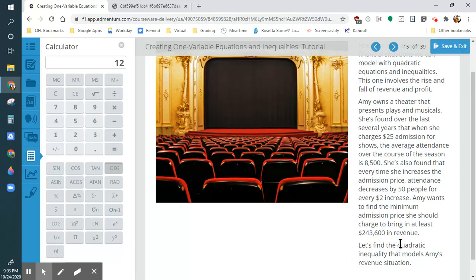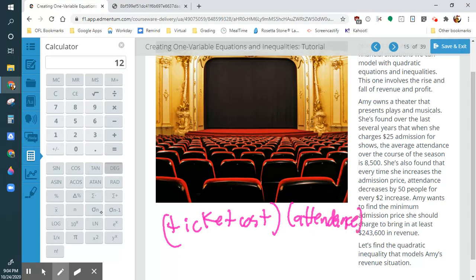Okay, so what we're doing here is we need to think of it this way. We need to think of it as ticket price. So let's make a ticket price. So it's going to be ticket costs times attendance equals revenue, right? That's the basic idea here. We're doing ticket costs times that equals revenue.